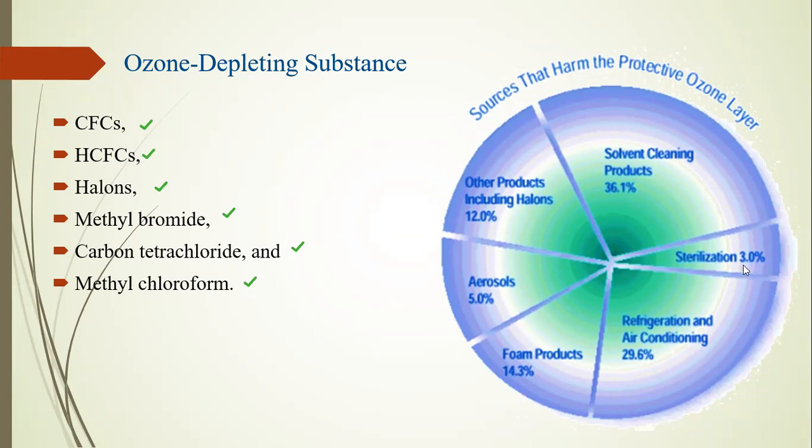Sanitization is part of 3%, because we have to use products containing high alcohol. Refrigeration and air conditioning systems take a part of 30%. Foam products take 40%, 14%, as well as 5%, and other products, including halon, contain a 12% part. All these types of chemical structures completely absorb oxygen from the ozone layer and create a hole in the ozone layer, and that's called ozone depletion.